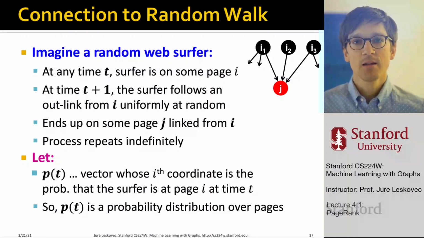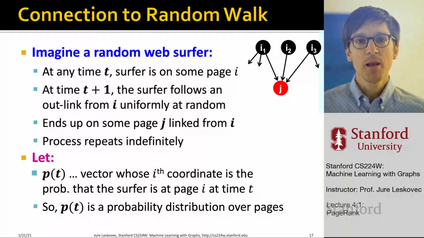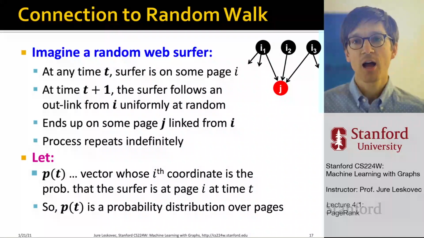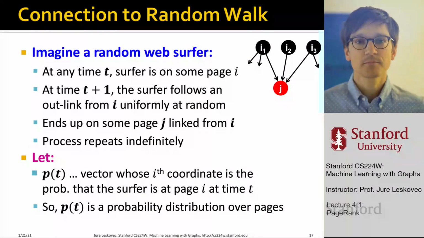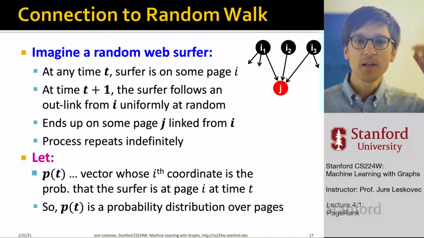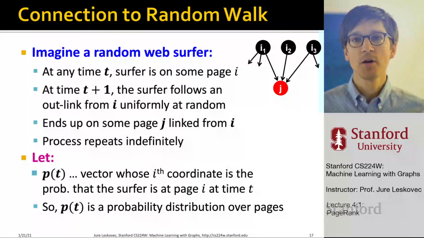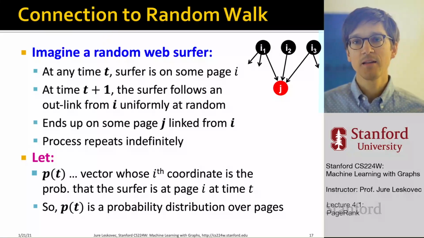So let's say that P of t is a vector whose ith coordinate is the probability that the surfer is at page I at time t. What this means is that P of t is a probability distribution over pages. It tells me with what probability the web surfer is at a given page at time t.